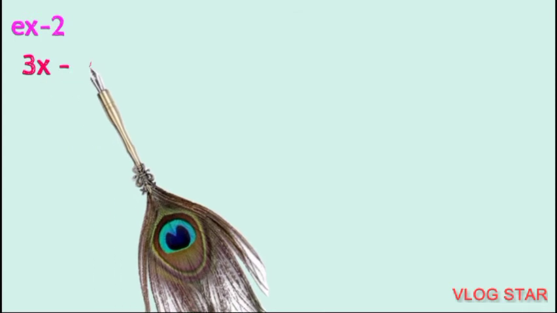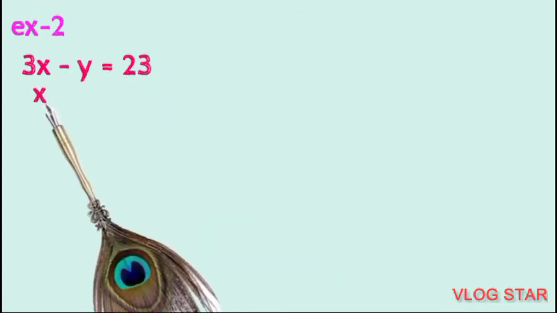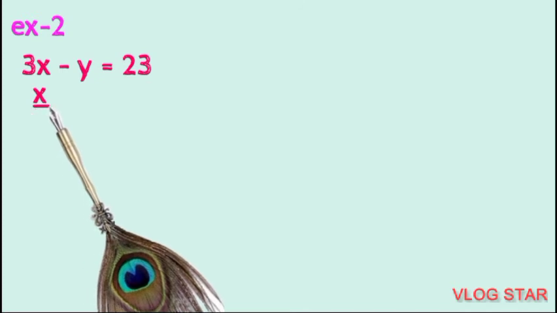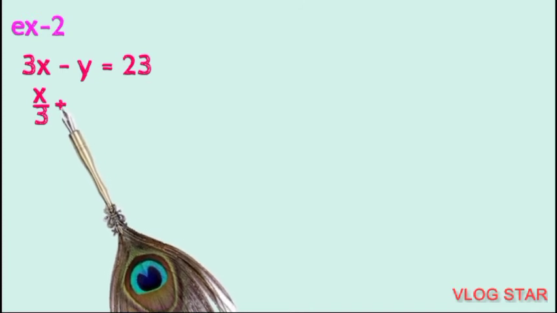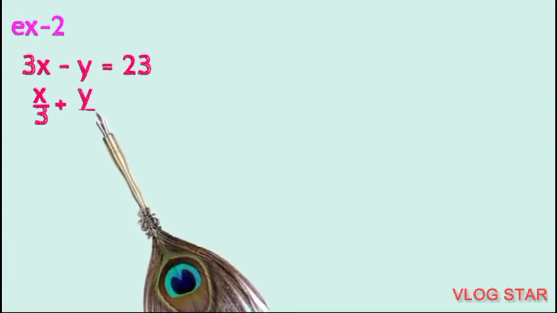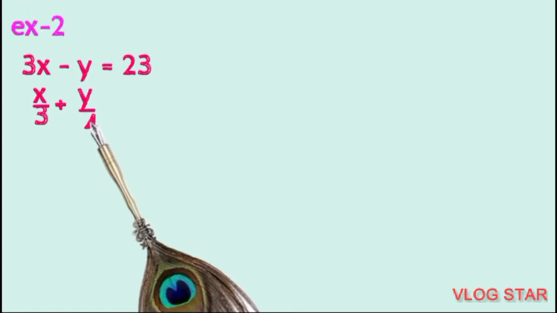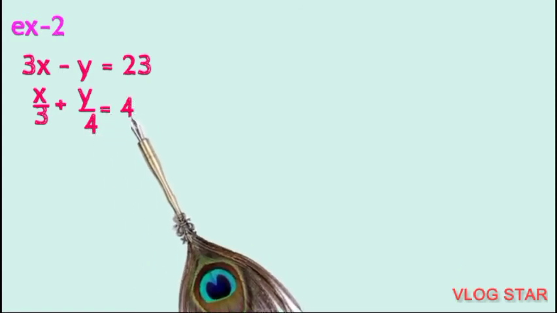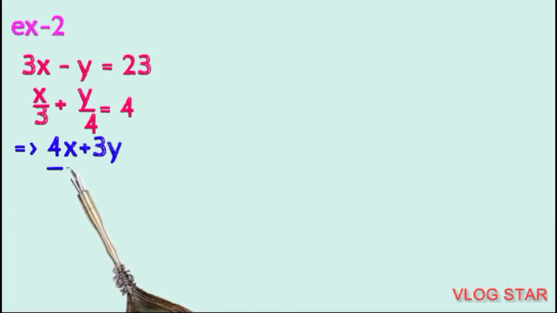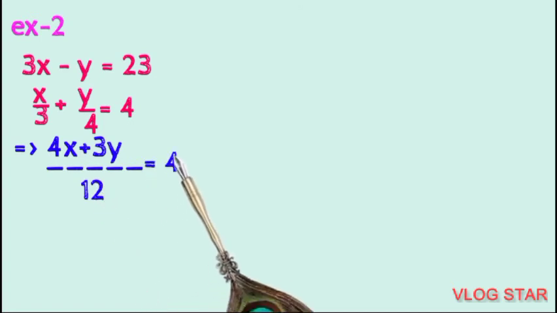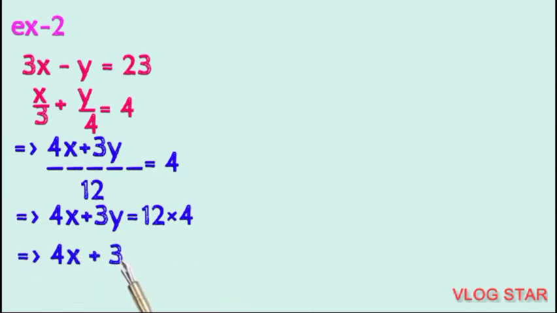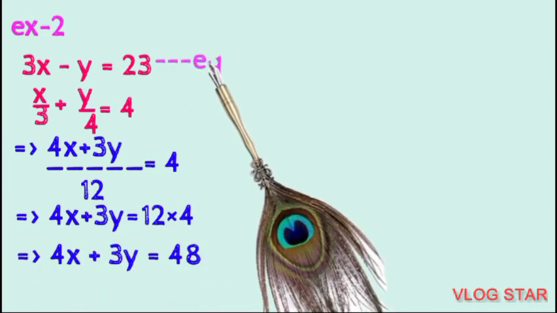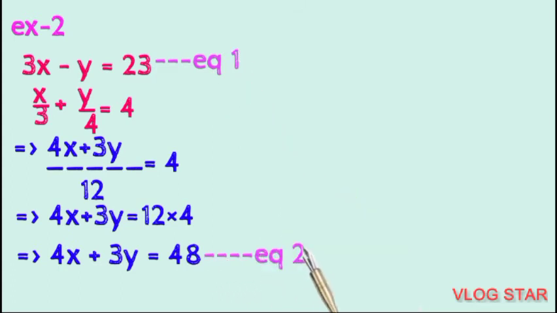Example 2. 3x minus y equal to 23. x by 3 plus y by 4 equal to 4. That implies (4x plus 3y) by 12 equal to 4. That implies 4x plus 3y equal to 12 into 4. That implies 4x plus 3y equal to 48. Equation number 1. Equation number 2.